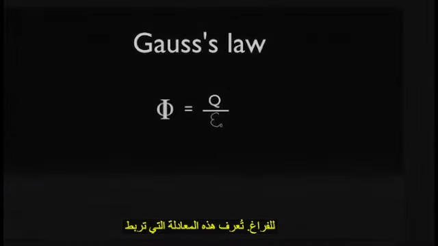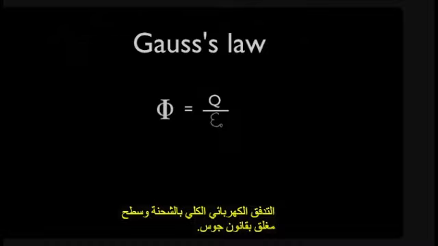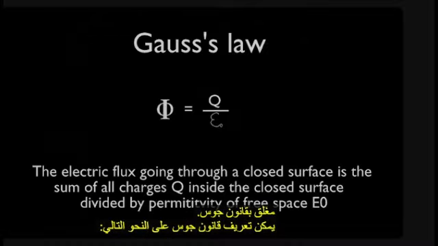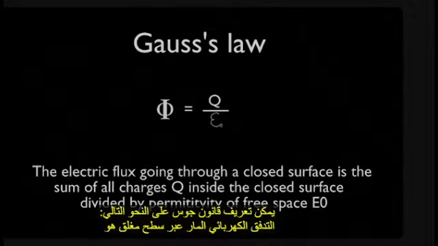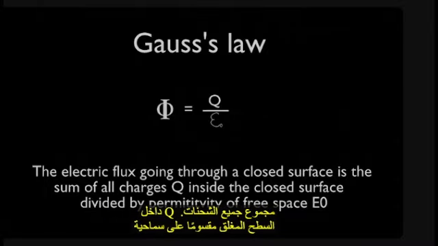This equation, relating total electric flux to the charge enclosed, is known as Gauss's law. Gauss's law can be defined in this way. The electric flux going through a closed surface is the sum of all charges, Q, inside the closed surface divided by the permittivity of free space.